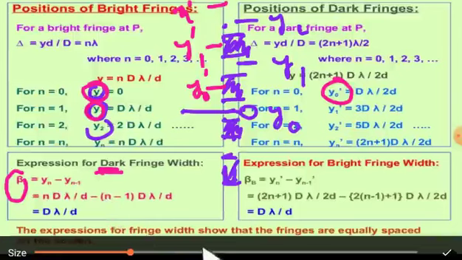So if you take these as the dark fringes, then you need to take the difference of this. You can take it as a general formula like this, yn minus y(n minus 1), or rather if you take the difference of these two, y1 minus y0, then you will get capital D lambda by small d. That is what we are obtaining here also.